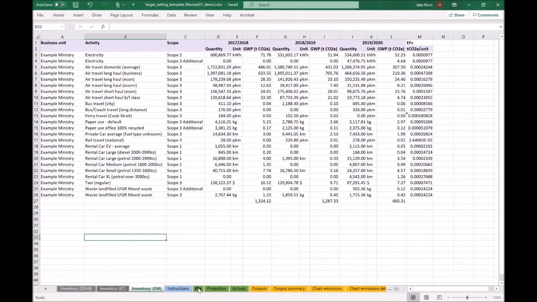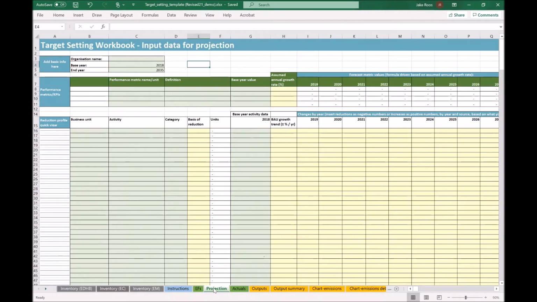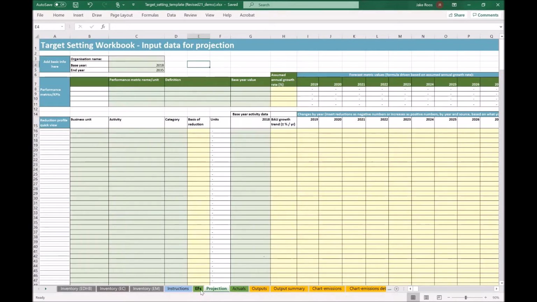So you see these green tabs here. We've got EFs, which stands for emissions factors. This is the first one you want to set up. Then we move to projection. And from there, you can put in actuals as well if you have them. That's optional if you don't have any. If this is the first year you're producing a greenhouse gas inventory, you won't have any actuals yet apart from your base year. So that might be more useful in future years. And then finally you'll see your outputs. At the moment outputs are blank because we've got no data in here. So I'll show you those once we've populated them.